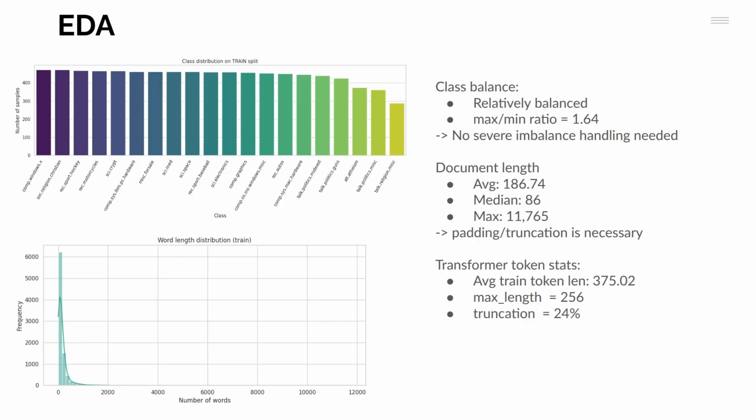From the EDA, we find that the dataset is relatively balanced, with a max-to-mean ratio of 1.64, so severe imbalance handling is not necessary. We also find that document length varies a lot. The median is 86 words, but the maximum reaches 11,765, so padding and truncation are necessary. For the tokenizer, the average token length is 375.02, while the max length is only 256, so around 24% of samples are truncated.